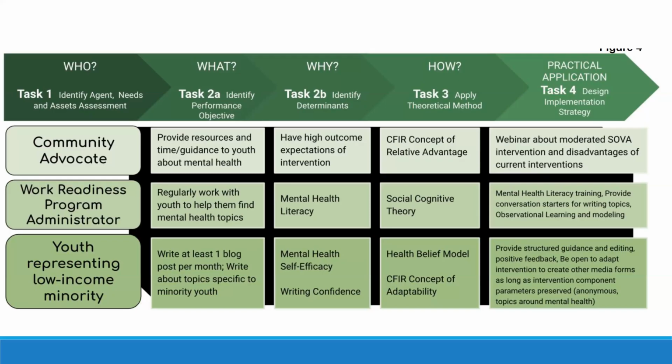So then let's say we identify that the community advocate would be their performance objective, like what we actually felt like that they would be doing would be providing resources and time or guidance to youth about mental health. So they would be someone that you could go to in the community and say, hey, I'm a youth doing this program. I'm trying to write an article about the resources available in our community. Can I talk to you about it? And what you do in your organization. Then they'll be like, yeah, let me give you an interview.